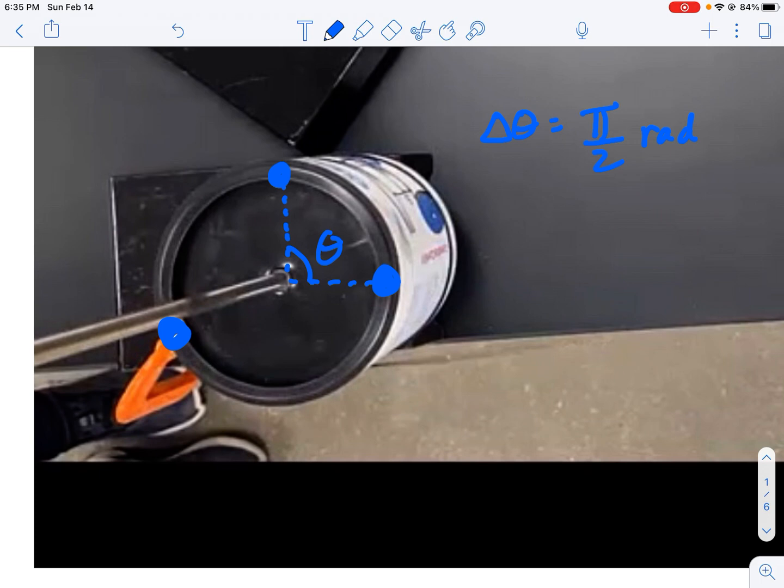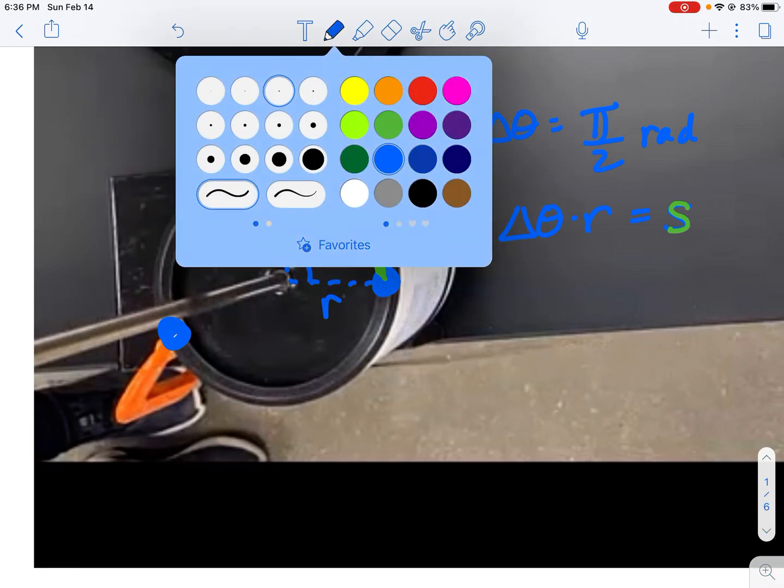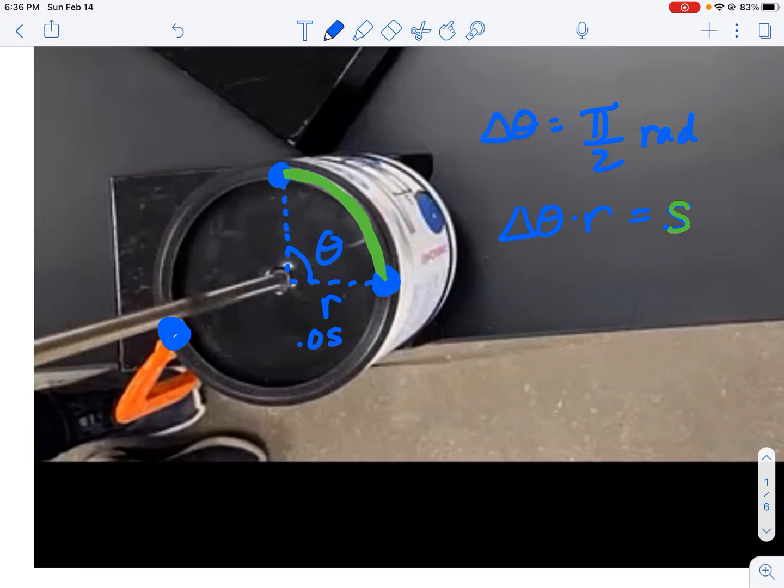Okay. The next thing that you should understand is that if you take the change in angle times the radius, you will get the arc length. And the arc length is this curved distance. It's a portion of the circumference. So in the last video, we saw that the radius here was 0.05 centimeters.